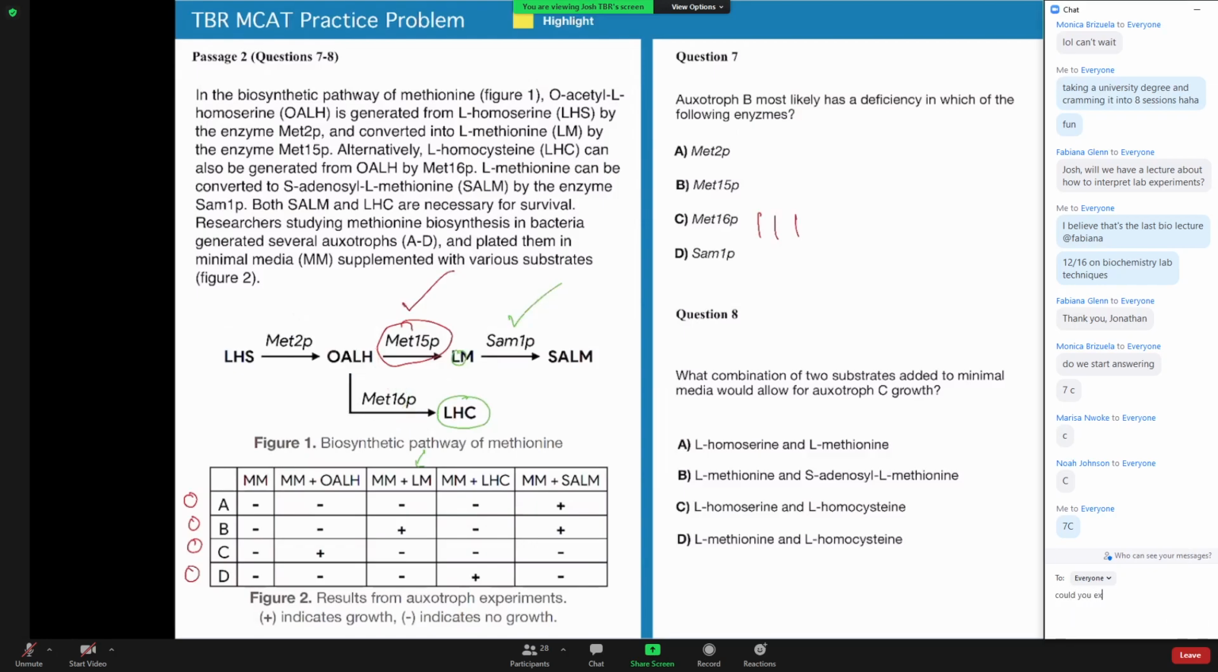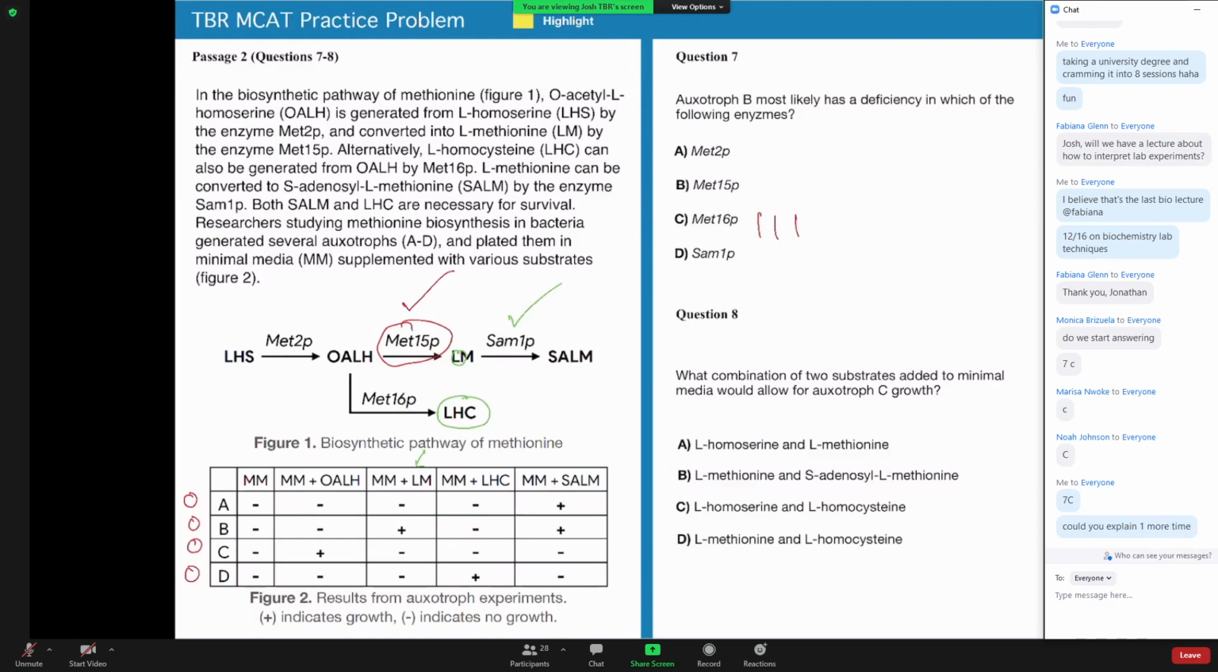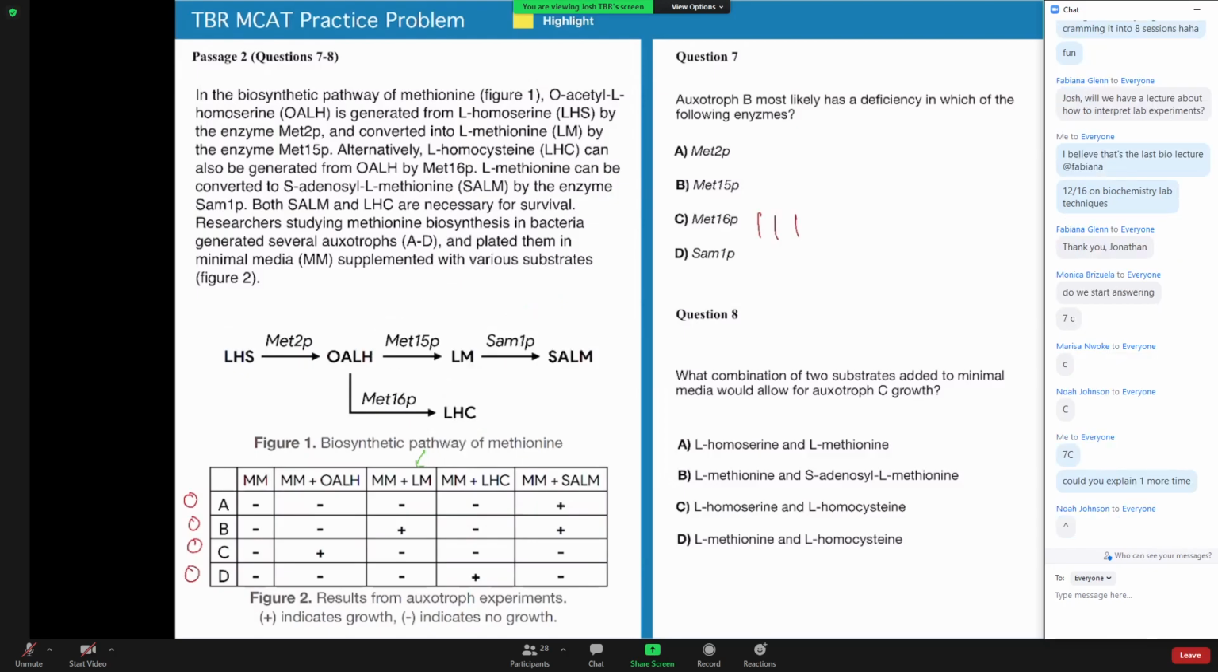Does that make sense to you guys? Because I can explain that again and again and again. Okay. So you need SOLM and LHC to grow. And so in order to do that, you have to process LHS down to LM to SALM. Let me get out my marker, right? You need to be able to keep moving this way, and you also need to move this way. Okay, and we need to find out which one of these things is deficient specifically for metabolite B.